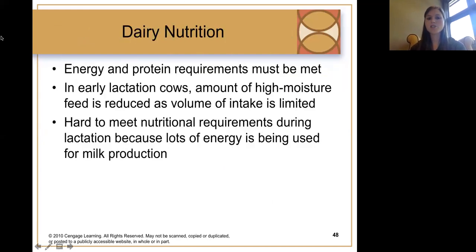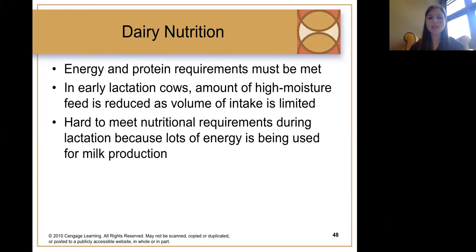As far as dairy nutrition, energy and protein requirements must be met, and again, that's pretty much true with any species. In early lactation, the amount of high moisture feed is reduced because the volume of their intake is going to be limited. When there's a lot more moisture in the feed, that's just water, so it's kind of diluting the nutrient levels. So if you don't feed as much of the high moisture feed, then they're getting more nutrients, even though they're eating a little bit less. That makes sense.